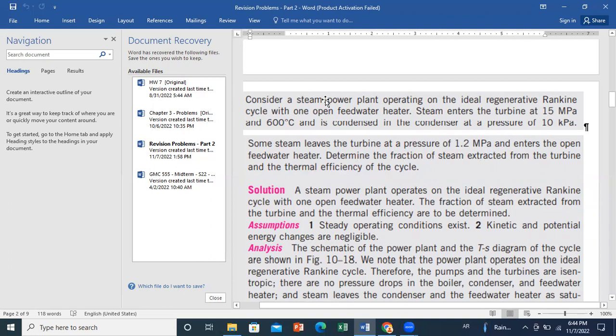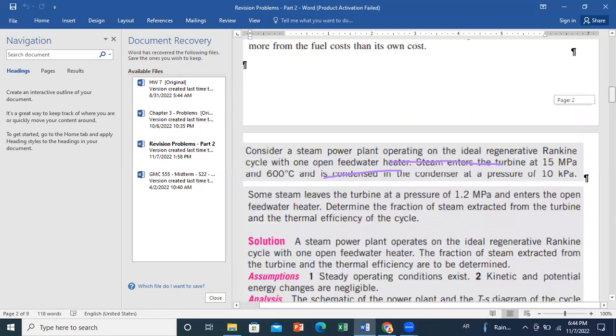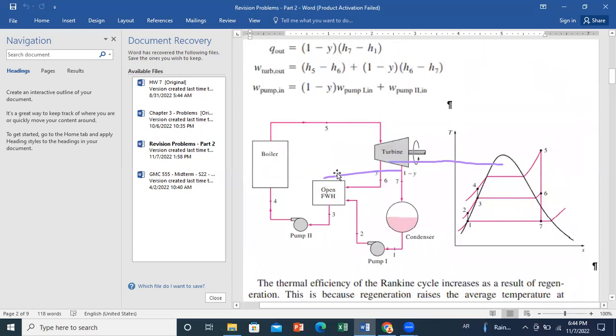So we need to find what is the fraction of steam that is extracted to go into the second loop, and then we want to calculate the thermal efficiency of the system. So first, as usual, we draw the TS diagram. Because it's a new system for you, we give you the figure and the physical explanation of the system, and you will draw the TS diagram, okay? So let us start from point 1.